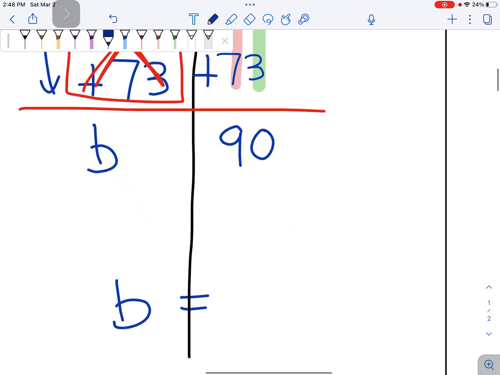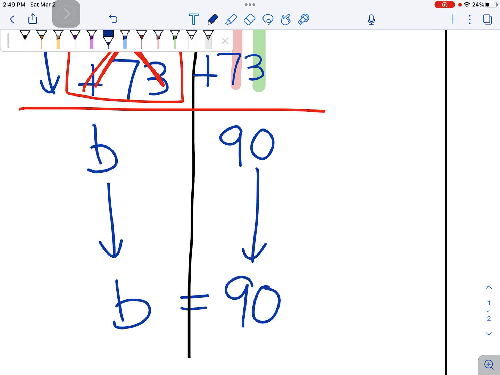But I know that I'm done when the only thing on this side over here is the variable. It's isolated. It's all by itself. It's like it got sent to the take a break place. So now I'm just going to drop it down. B should have a value of 90, but I'm not going to circle it yet.